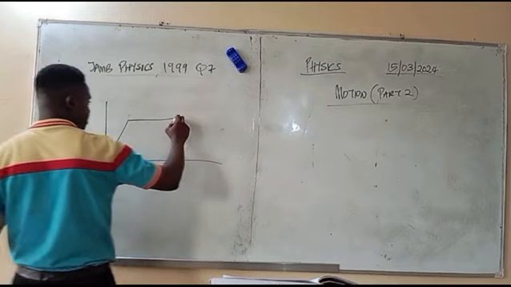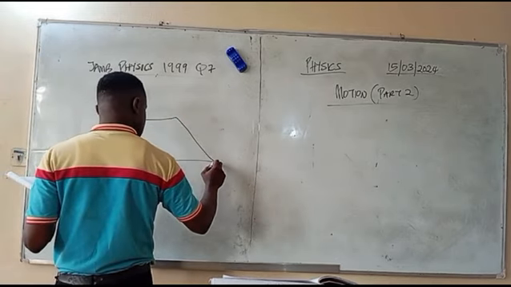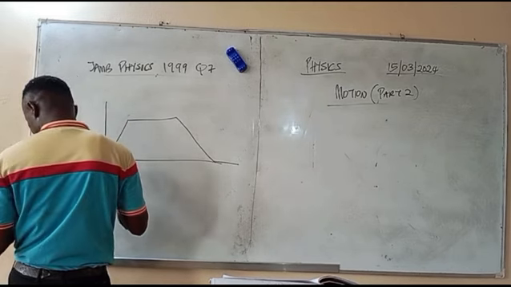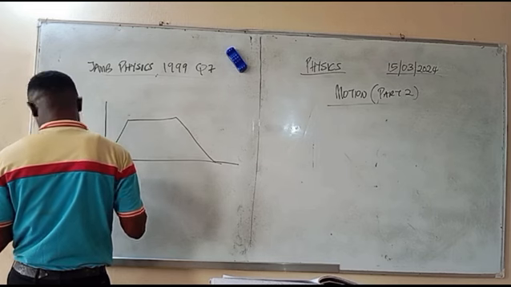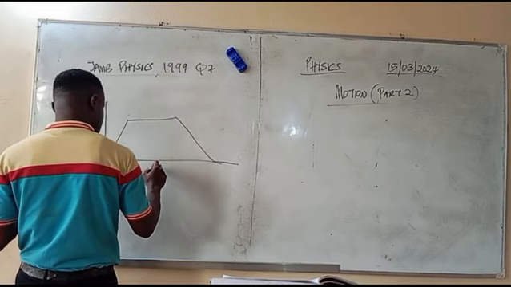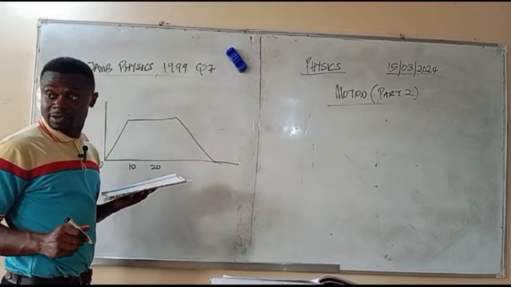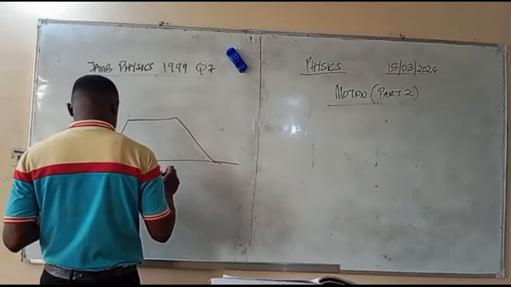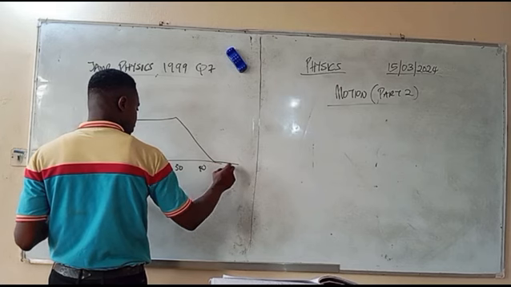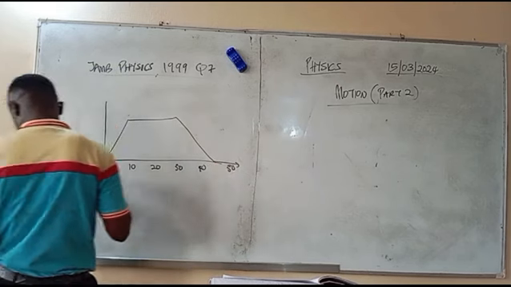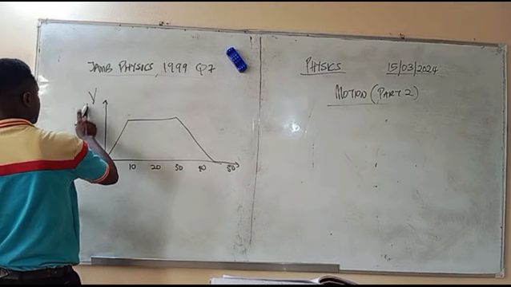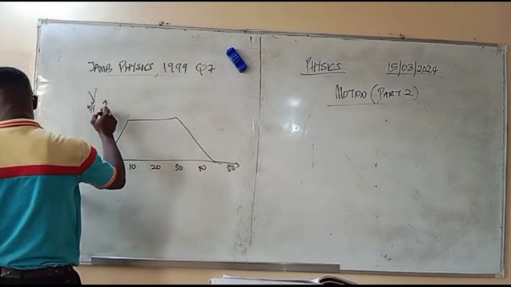Look at it, between 5 and 10, 15 and 10. Here is 10, 20, 30, 40, 50. Velocity, meters per second. Here is 10, here is 5.